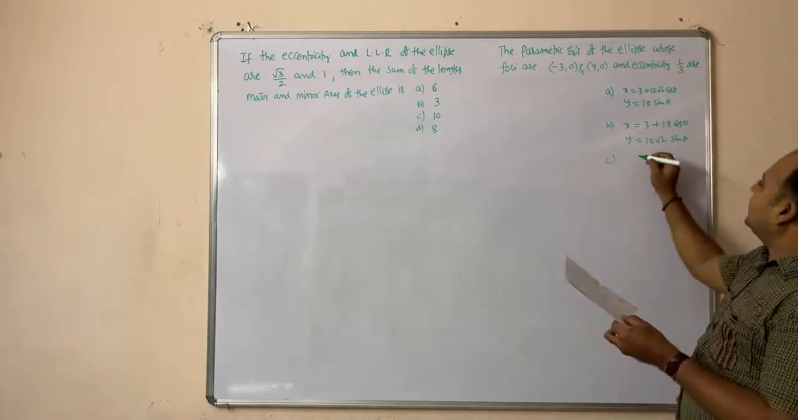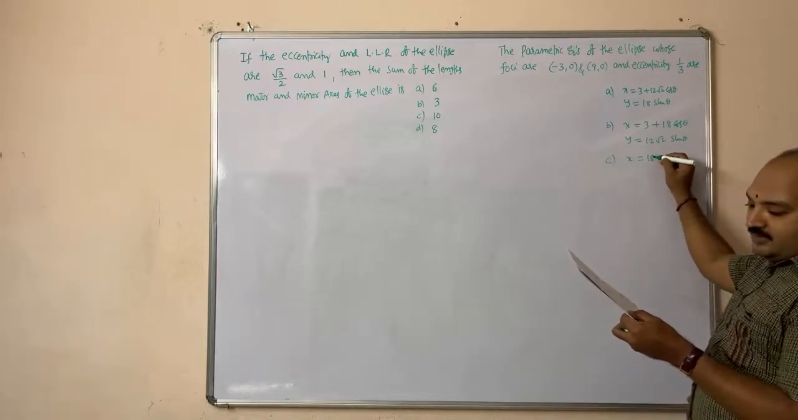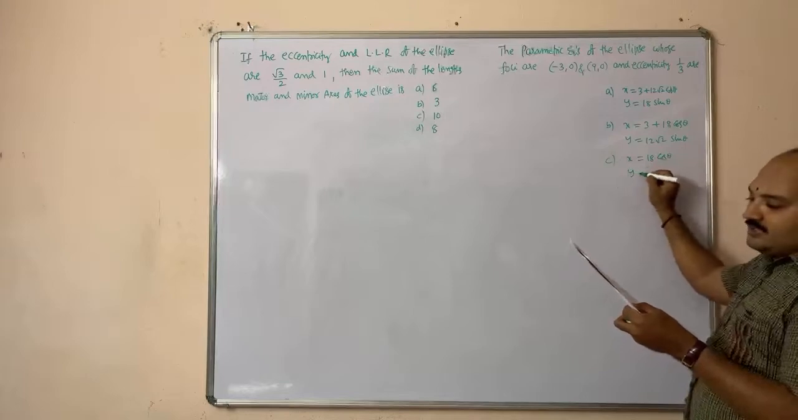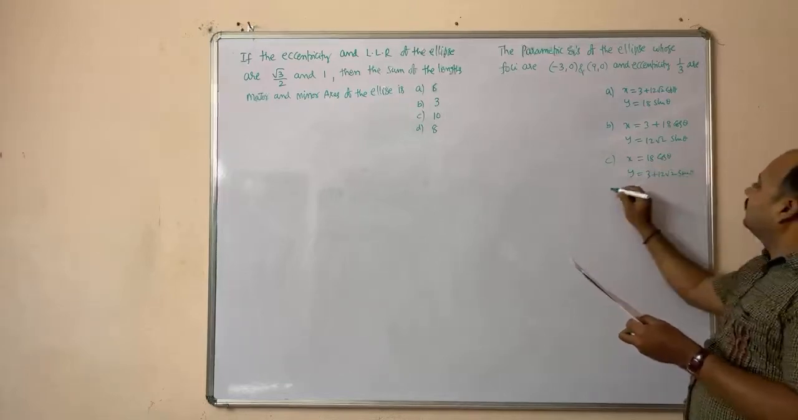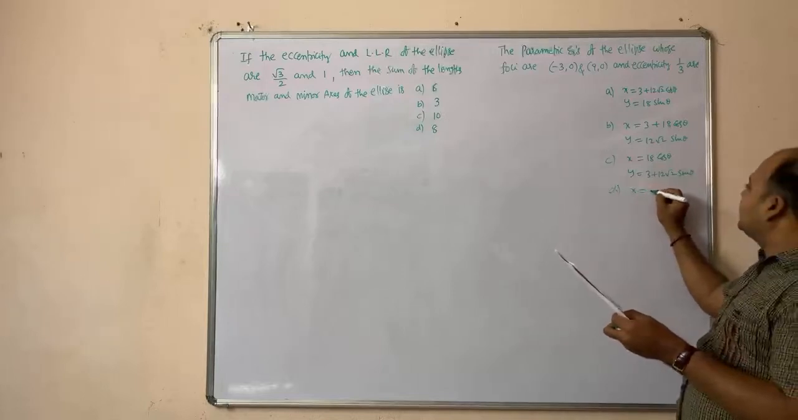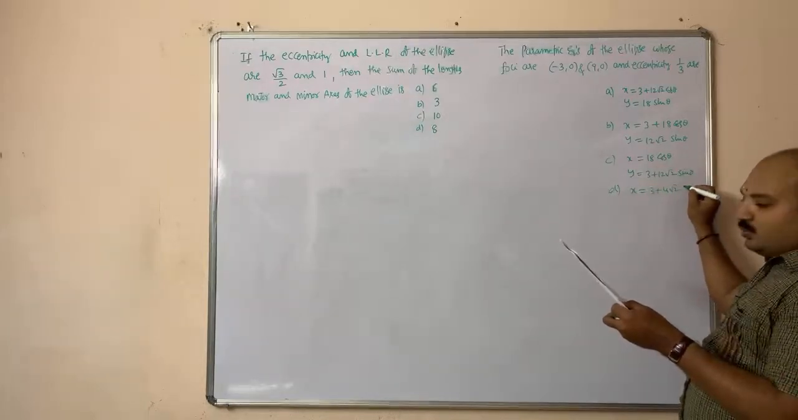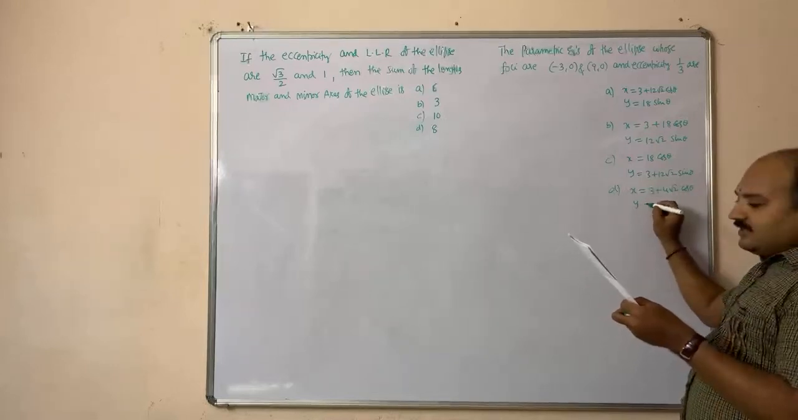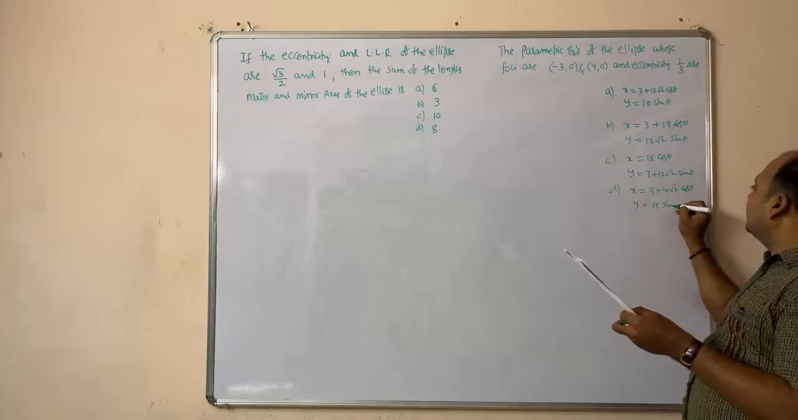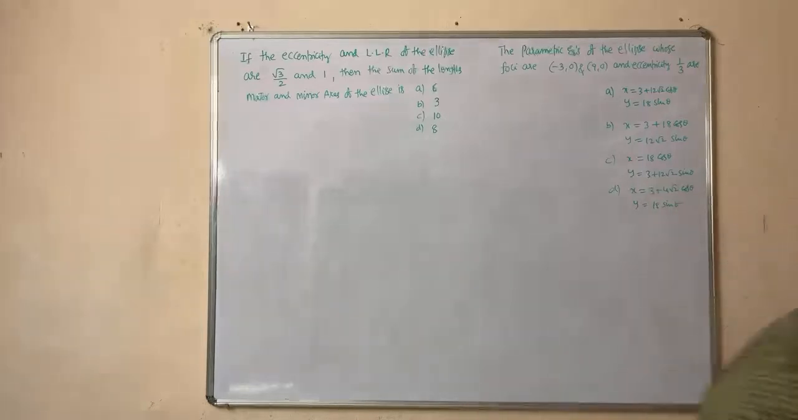Next one, third one, x is equal to 18 cos theta, y is equal to 3 plus 12 root 2 sin theta. The fourth option, x is equal to 3 plus 4 root 2 cos theta and y is equal to 18 sin theta. So these are the questions. After that I will finish it and end the session.